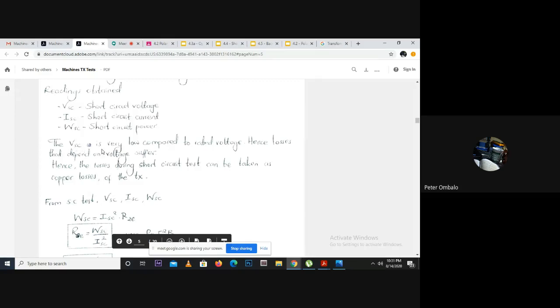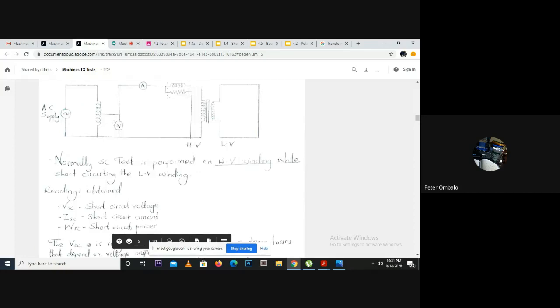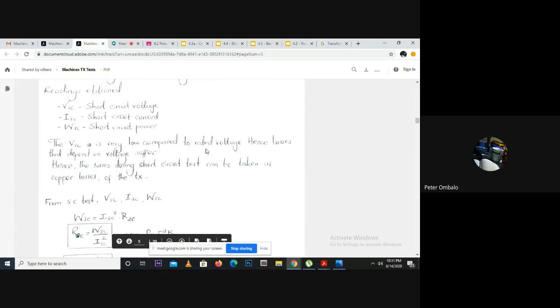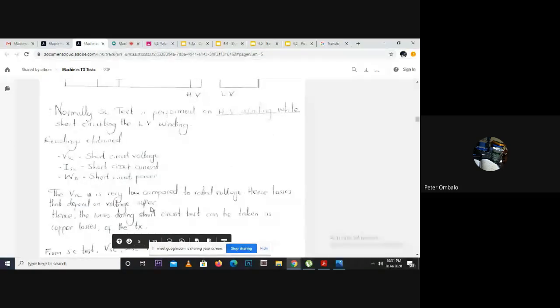The short circuit voltage is very low compared to the rated voltage, right? So the voltage that you're going to measure here is going to be very low compared to the voltage of the supply. I mean, the transformer has a rating, like the maximum voltage it can take. So the voltage that is going to be supplied here is going to be very low compared to the rating of the transformer. So then the losses that depend on voltage are going to suffer, for lack of a better term.